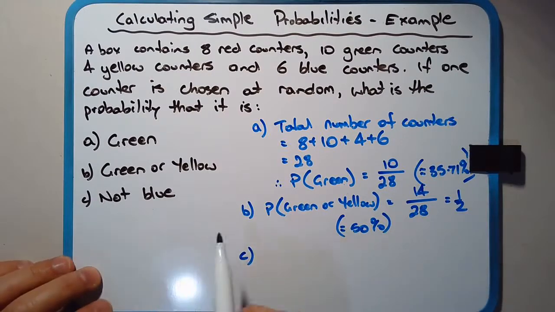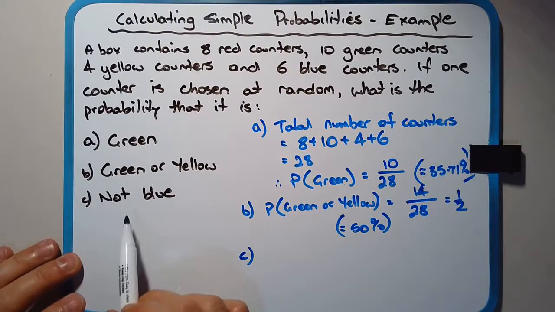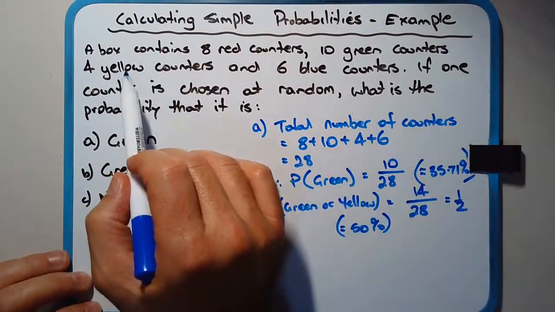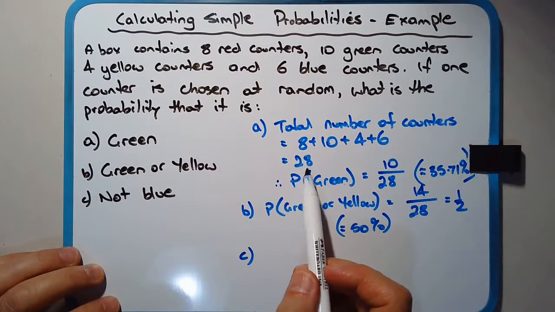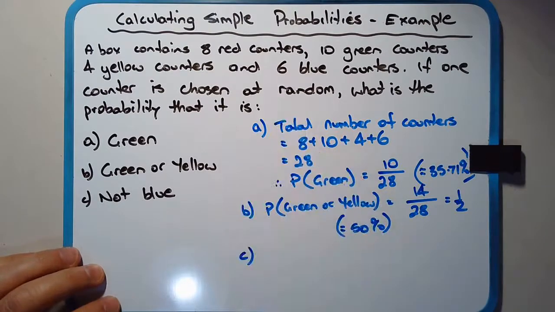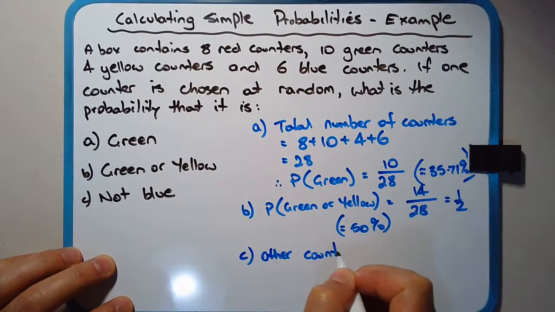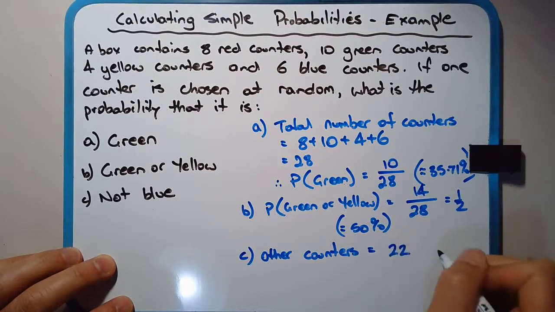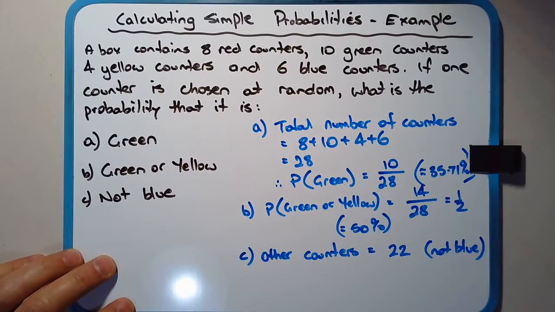So part C, not blue. Okay, so this is where it gets interesting. So there's two ways of doing this. Not blue means really everything else. So it means the red, the greens, and the yellows. But another way you can think of this is, well, how many of the other colors are there? We know that there's 28 in total. We're going to take away the blue counters. So the other counters, 22. So these are the not blues, the not blue counters.